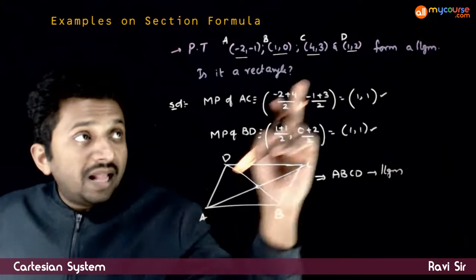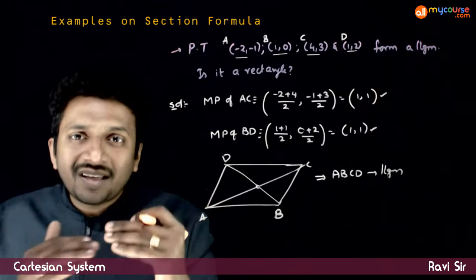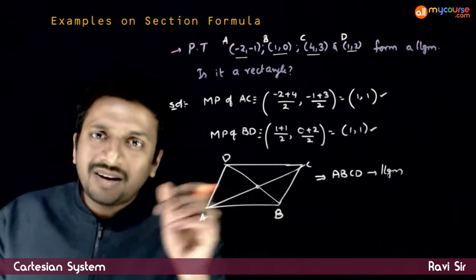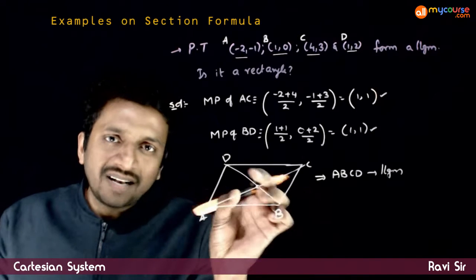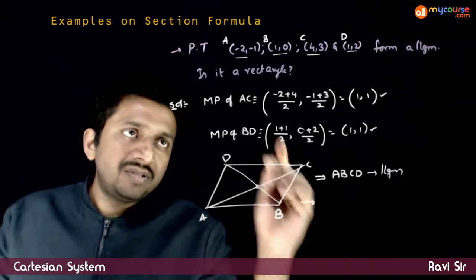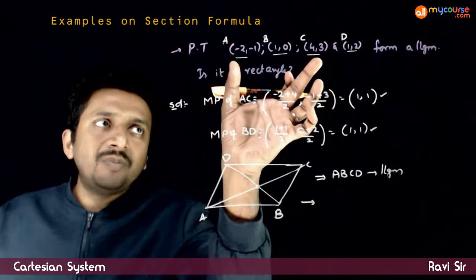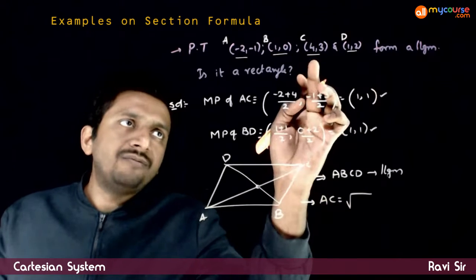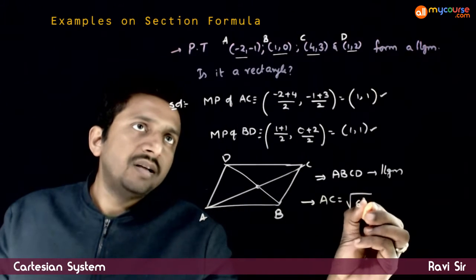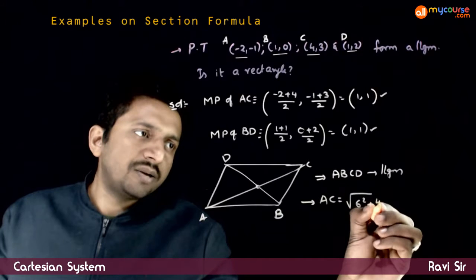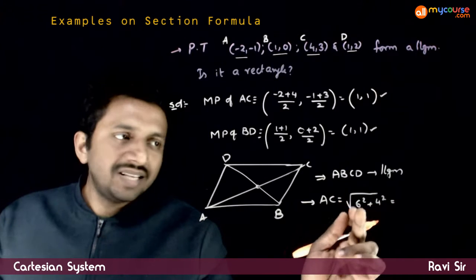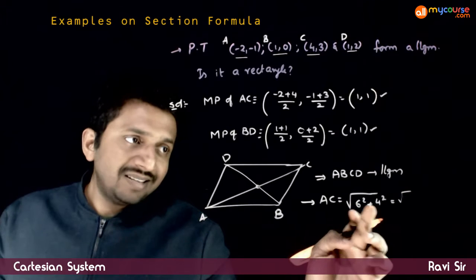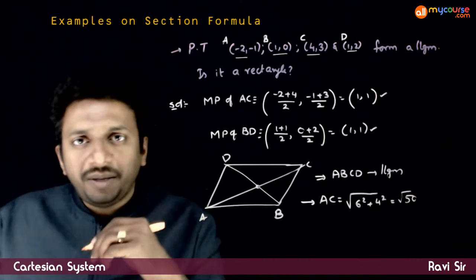Now, you're also asked to check whether it becomes a rectangle, whether it becomes more specific. So when will a parallelogram become a rectangle? If the diagonals are equal. So to see whether it is a rectangle or not, we have to measure the lengths of the diagonals also. So what is AC? Root of (4 plus 2) whole square plus (3 plus 1) whole square. Root of 6 square plus 4 square, that is equal to root of 36 plus 16, which is root 52.